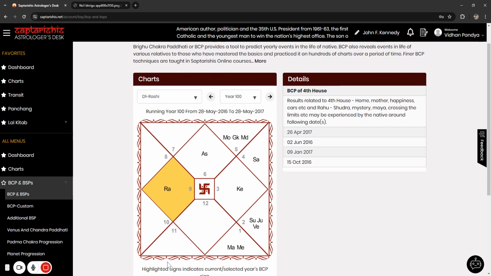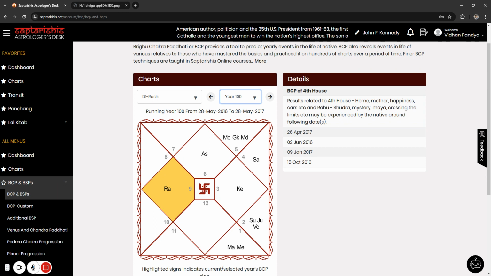Once I click there, what you will notice is you have the chart on the left hand side of the screen, and then you have the details on the right hand side of the screen. You have a sign which is highlighted. It is telling us what BCP is running for a particular year, and on the right hand side, it will tell you how to predict. It will give you hints on how to predict what events may have happened or will happen or are likely to happen in the life of this native during that year, right? So I'm going to take some examples here.